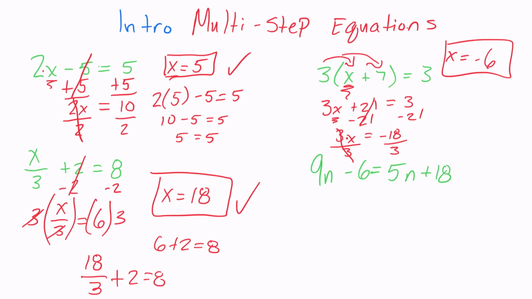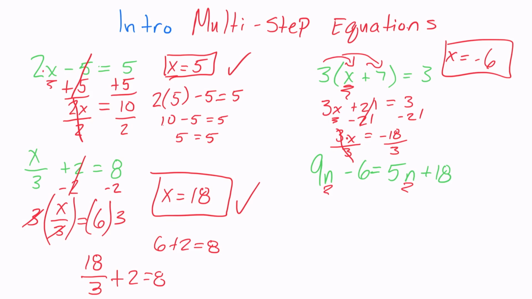Finally, this last problem we have is 9n minus 6 equals 5n plus 18. Recognize in this situation we have two variables existing. The variable is still the same, where they're both an n value, which means we just need to combine our like terms. In this case, our n's can be combined, and our non-variable terms, such as negative 6 and 18, can be combined as well.